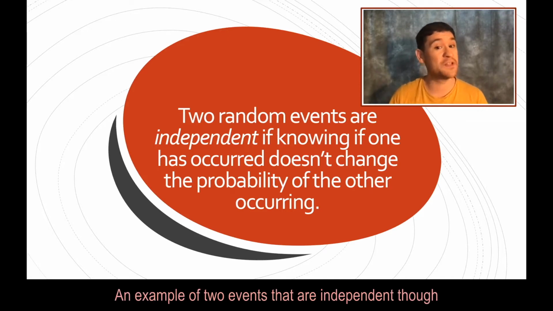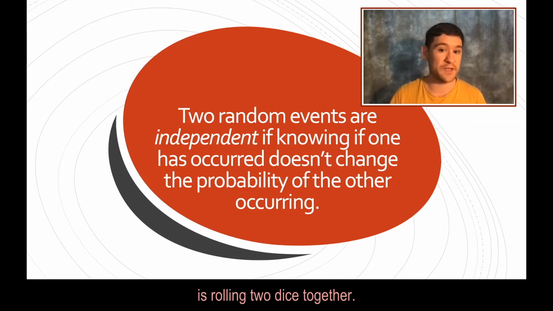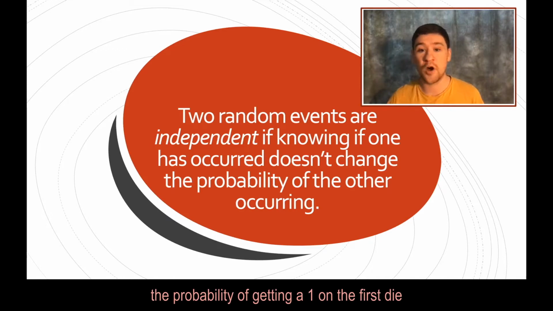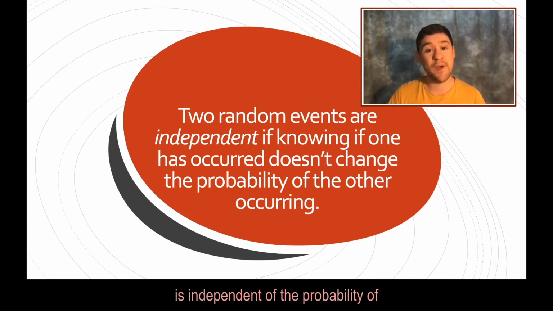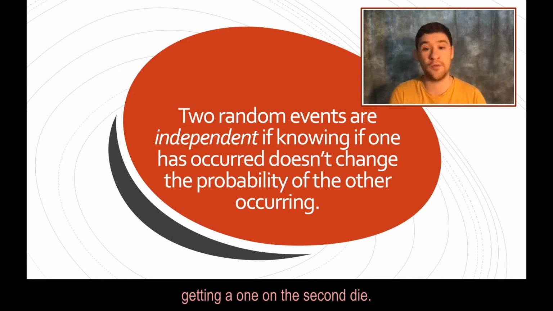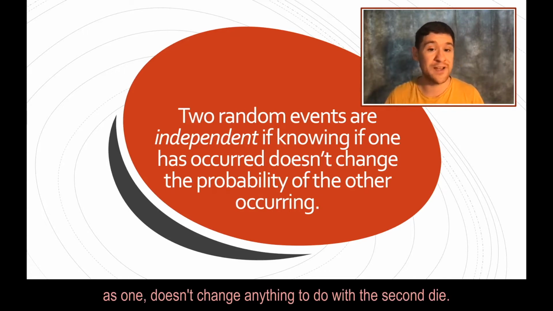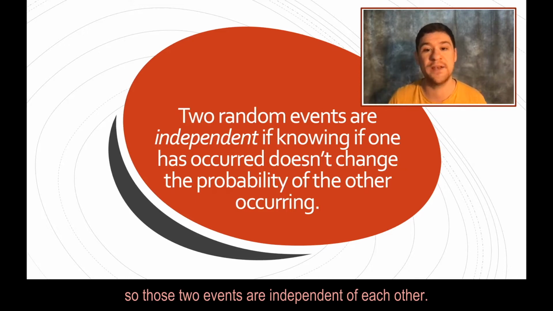An example of two events that are independent, though, is rolling two dice together. If we roll two dice together, or even one after the other, the probability of getting a 1 on the first die is independent of the probability of getting a 1 on the second die. Just because one of the dice came up as 1 doesn't change anything to do with the second die. So those two events are independent of each other.